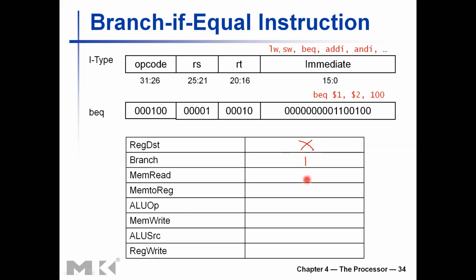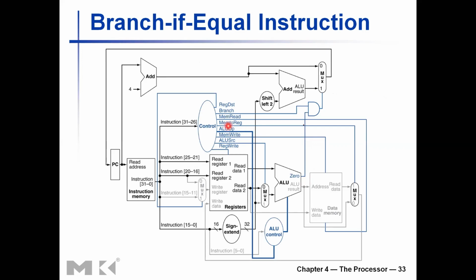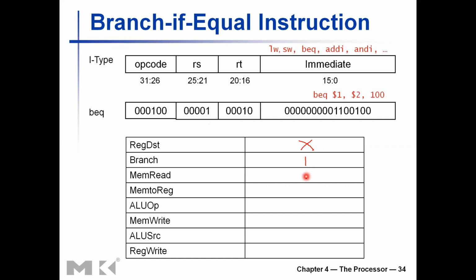Memory read. What is the value? Memory read, mem read, control signal. Mem read and mem write both. Let's take them at the same time. Write and read control signals going to the memory. Are we using the memory? No, they should be 0. They should be 0. We are not reading from the memory or we are not writing to memory. So this is 0. And mem write should also be 0. We are not dealing with memory in this branch if equal instruction.